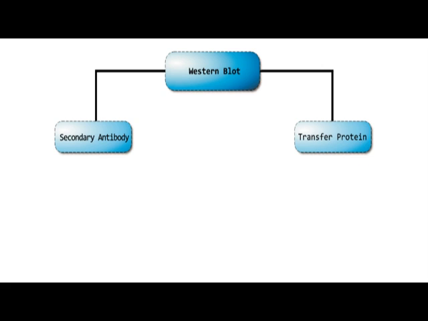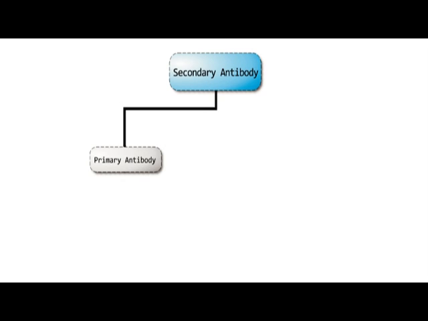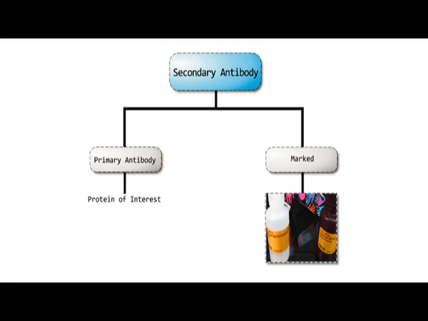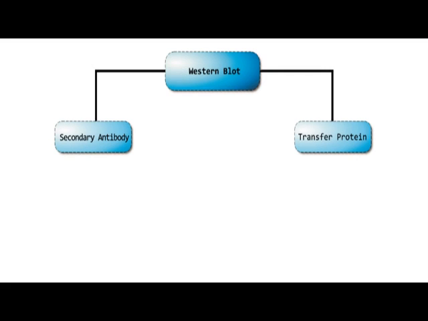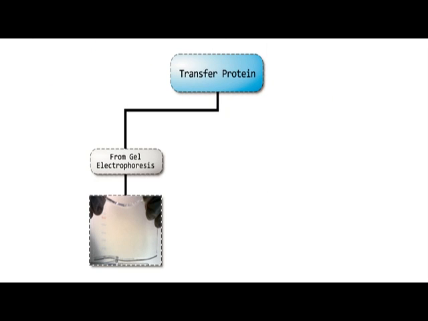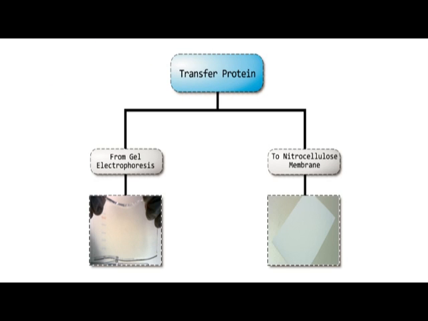In a Western blot, you use a secondary antibody, which recognizes a primary antibody, which, in turn, recognizes a protein of interest from a mix. Since the secondary antibody is marked, by seeing this mark you are indirectly identifying the protein. Because the protein comes from an electrophoresis process, first you have to transfer it from the gel to a suitable membrane in order to perform these antibody reactions.